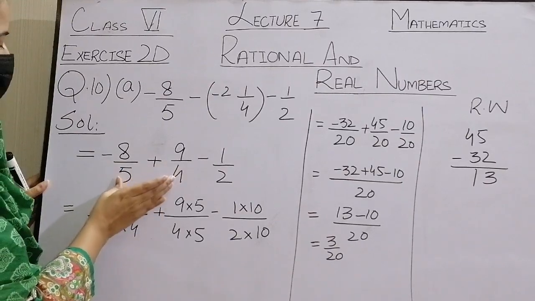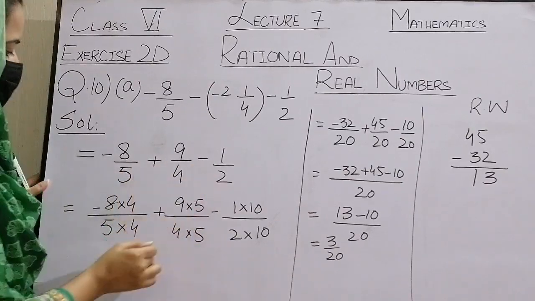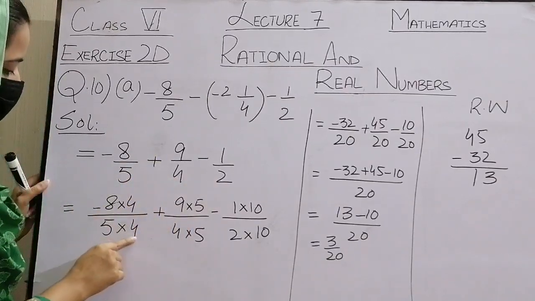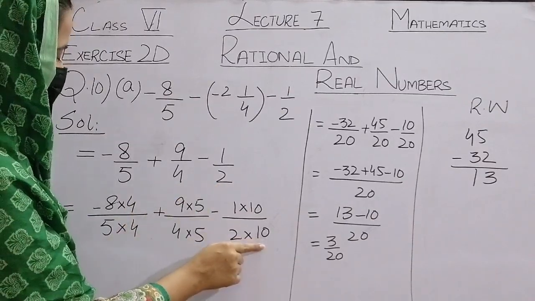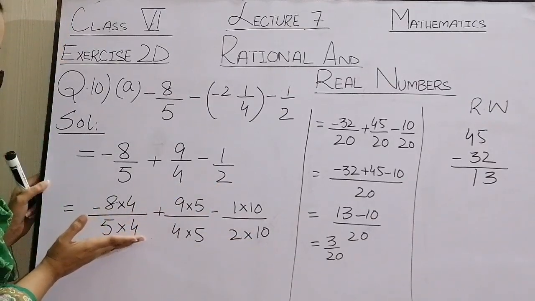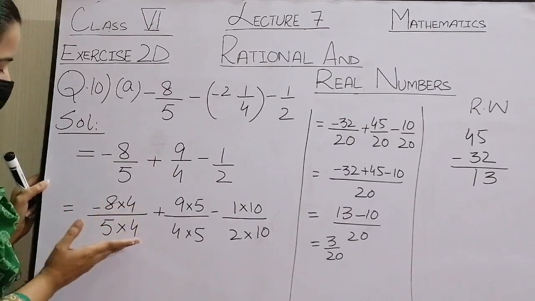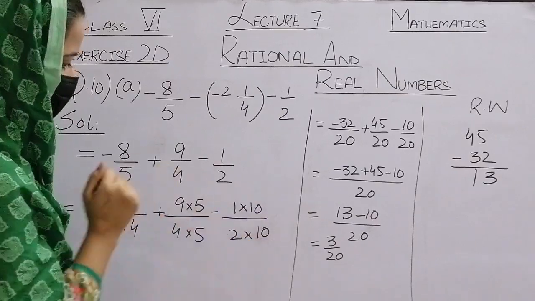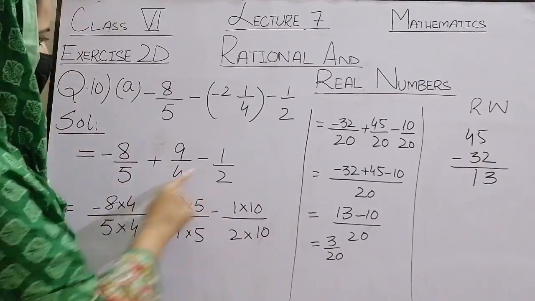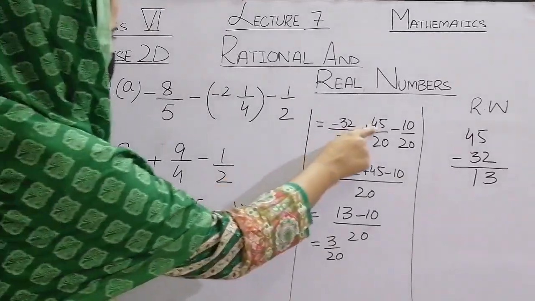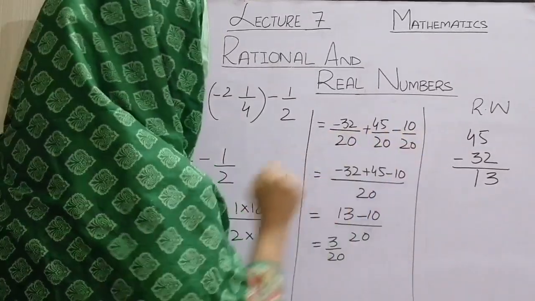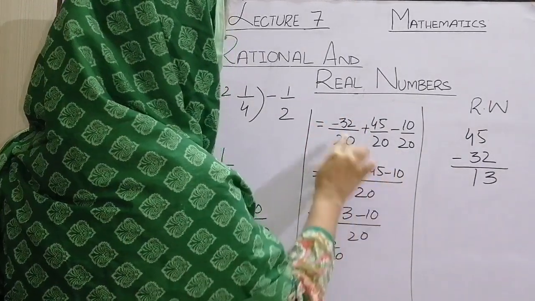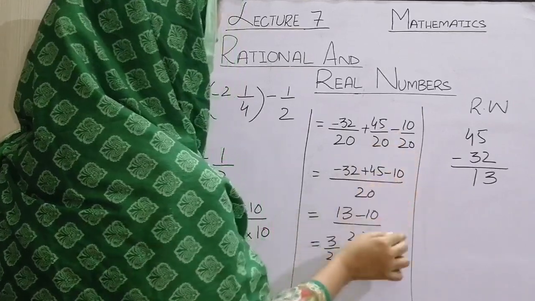You can solve first two first or all three of them together. We can make all three denominators same, like 5 4s are 20, 4 5s are 20, 2 10s are 20. Whatever we do with the denominator, we have to do the same with the numerator. Multiplied by 4 in the numerator, multiplied by 5 in the numerator and multiplied by 10 in the numerator. 8 4s are 32, 9 5s are 45, 1 into 10 is 10. And signs are as it is. Combine the denominator: minus 32 plus 45 minus 10.